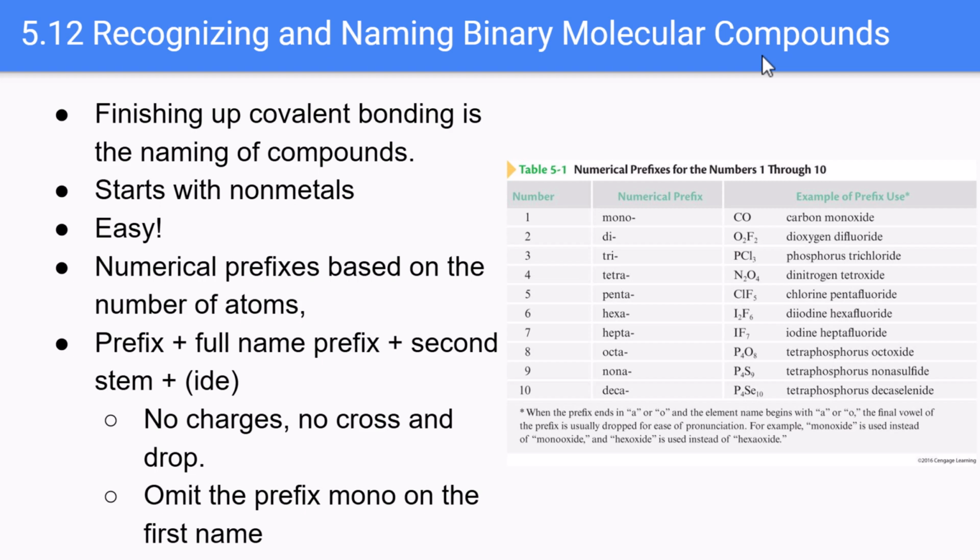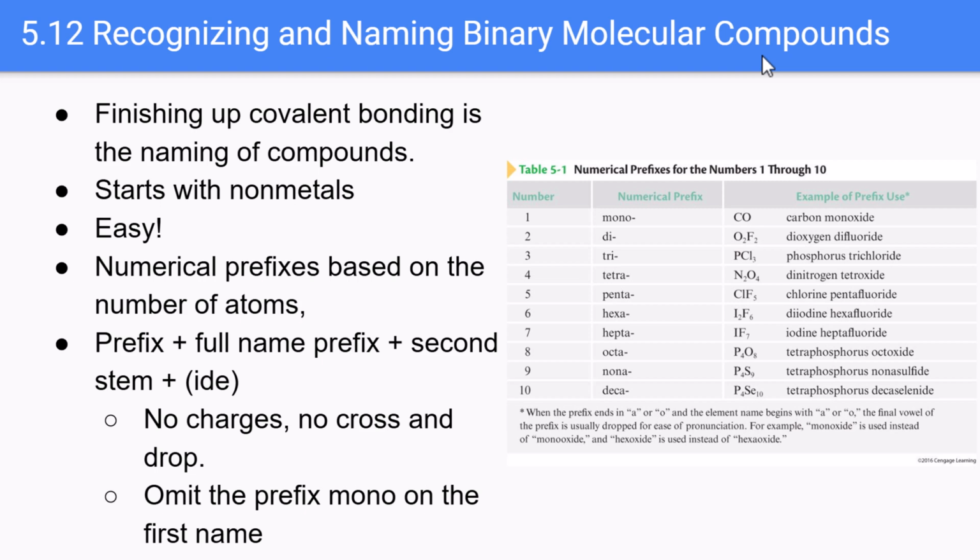So remember, we've used these when we're dealing with stuff that is just non-metals. So remember that nomenclature rules are always based off of what the molecule starts with. In this case, if it starts with a non-metal, you're going to follow this set of rules. And it's very easy because we're not dealing with charges. We're not dealing with Roman numerals or anything like that. There's no crossing and dropping. We just focus on prefixes, and those prefixes are based off of the number of atoms that are present.